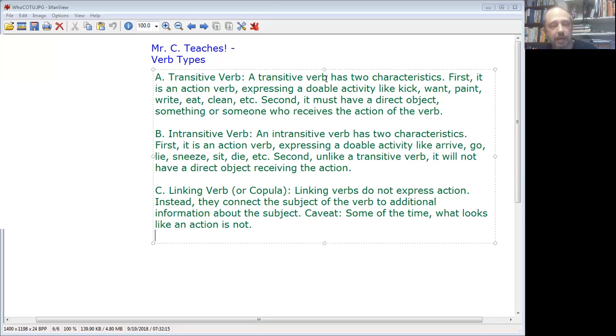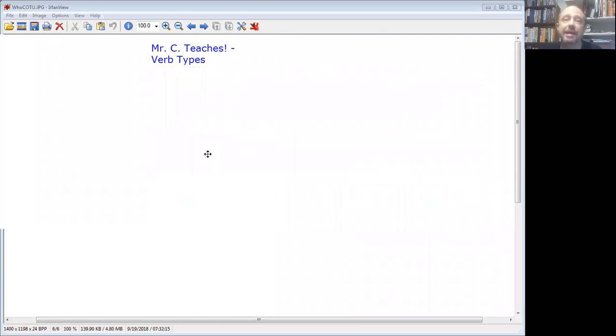So now what I need to do is make this go away, right? Because I have some example sentences that I'm going to be putting up here. So I'm going to make that go away.